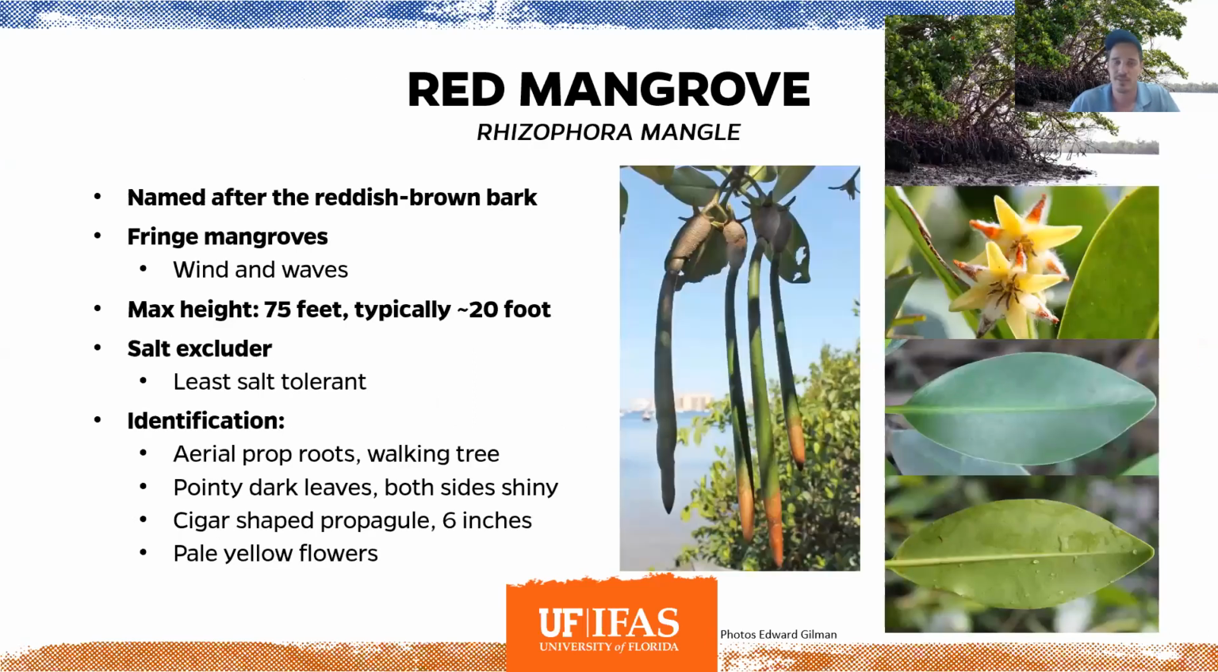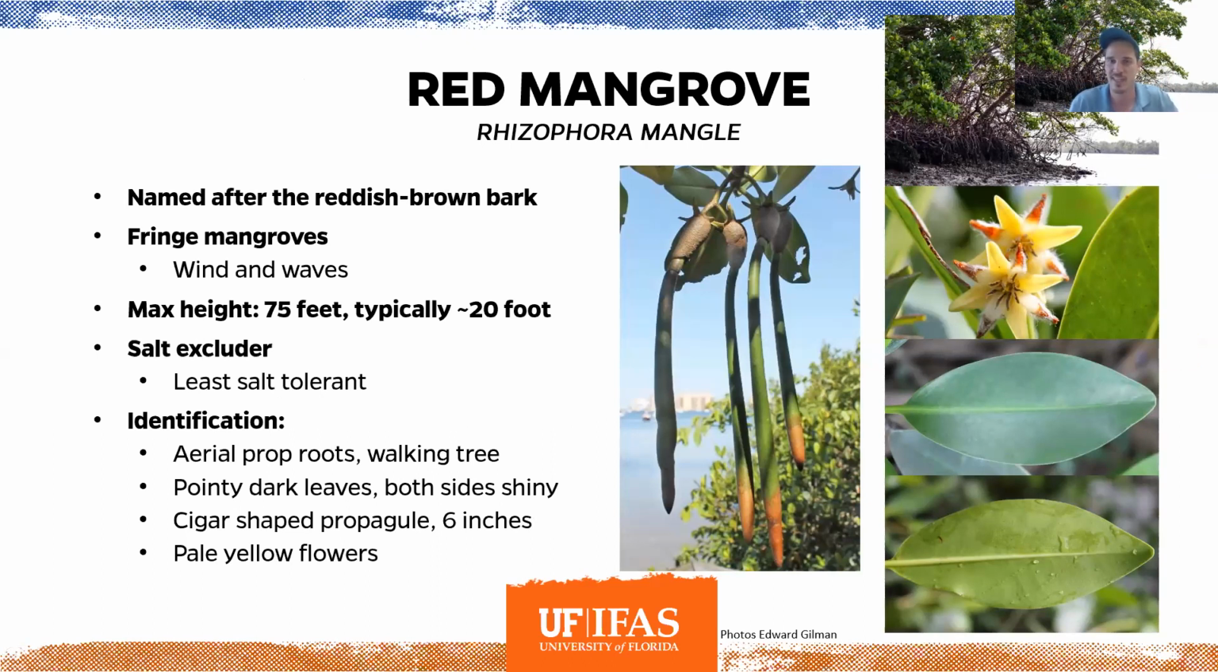So let's go into species profiles, how to identify our 3 native species of mangrove. First up to bat is the red mangrove. They get their name from the reddish-brown bark that you can find, especially on new growth. If you look at those aerial prop roots in the upper right corner, you'll see that reddish bark. And they're very spongy too.